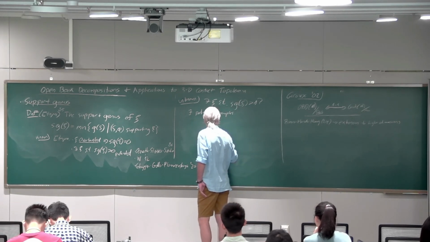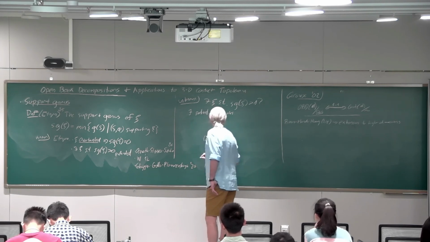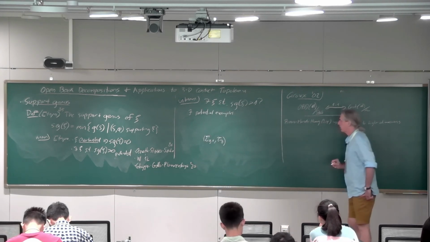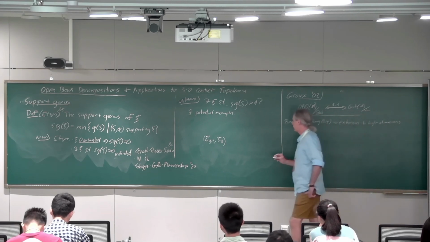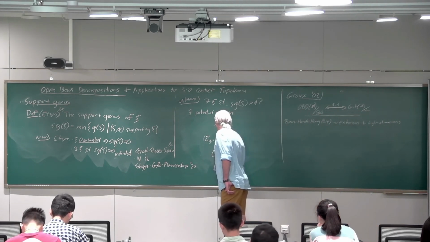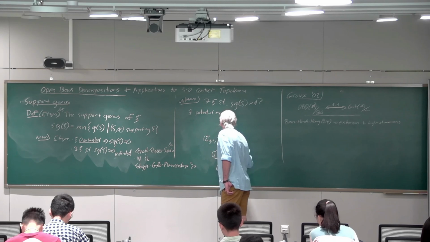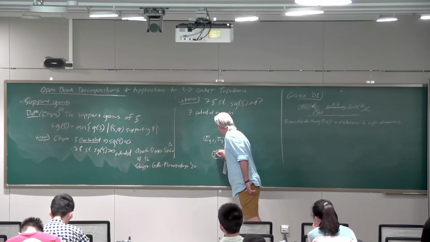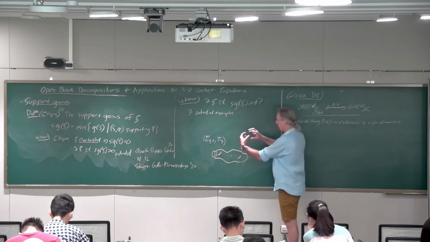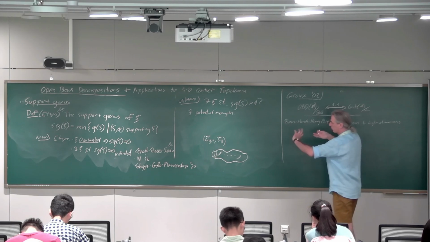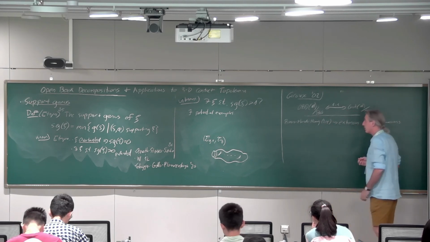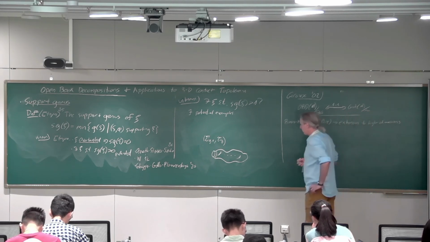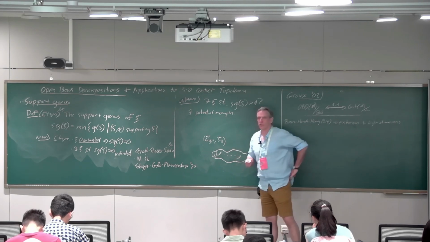And I want to look at the mapping class, which is a single Dehn twist around a curve parallel to its boundary. So let's draw a picture of that. So there's my surface of genus G, 1 boundary component, and I have a little twist there. And so again, I'm just cutting along that, twisting 360, gluing it back together. I claim that this has support genus G.